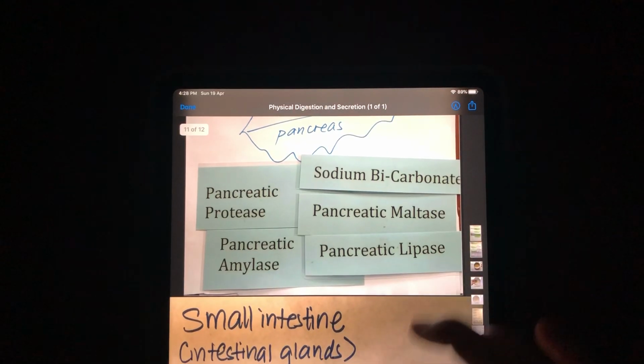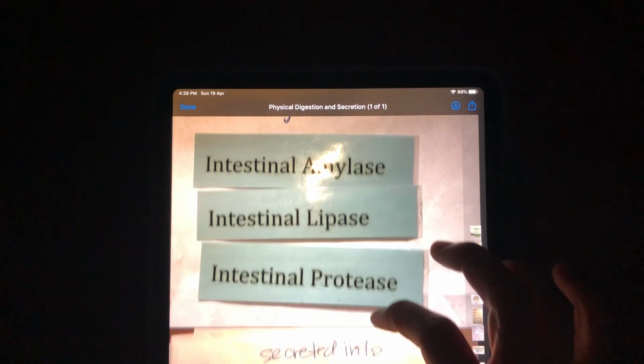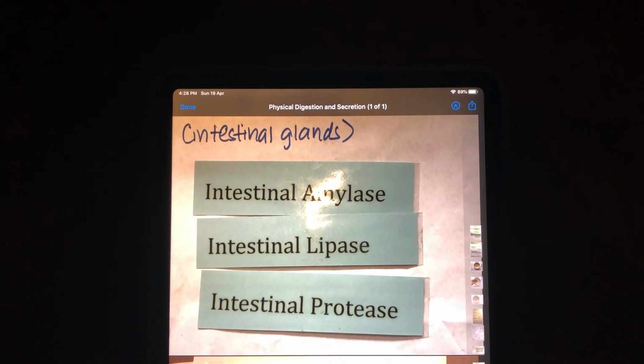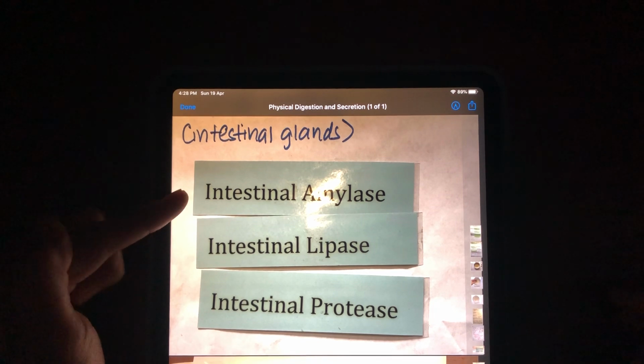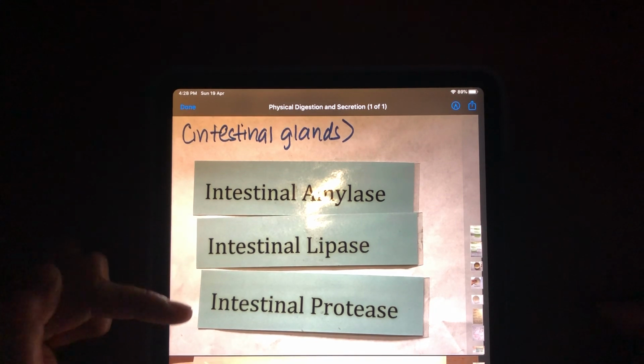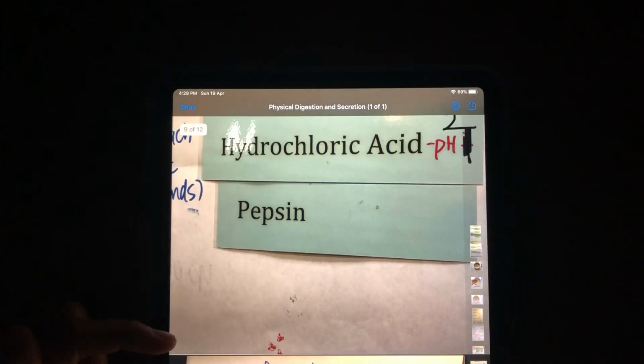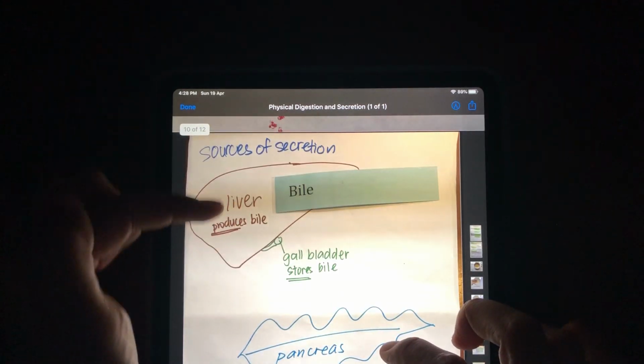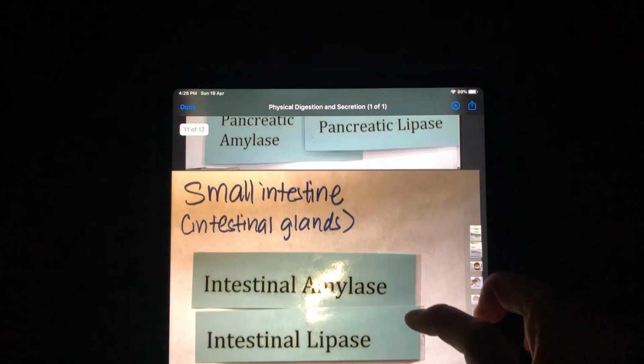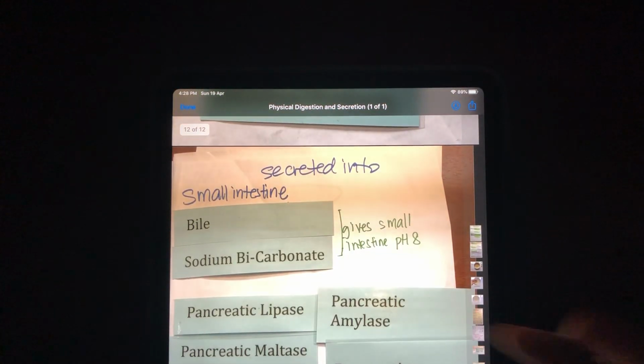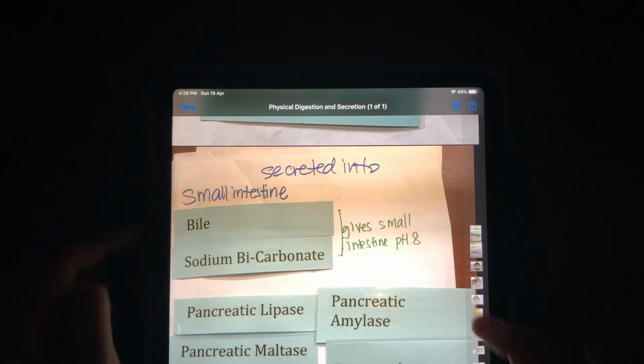Now, in the small intestine, the intestinal glands will also produce enzymes. So we have intestinal amylase, intestinal lipase, intestinal protease. Now all these secretions from the liver, the pancreas, and the intestinal glands are secreted into the small intestine.